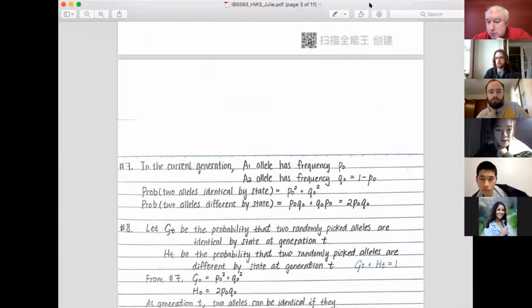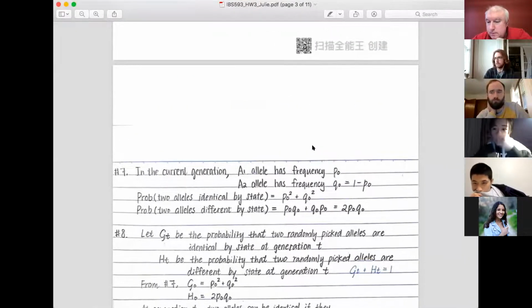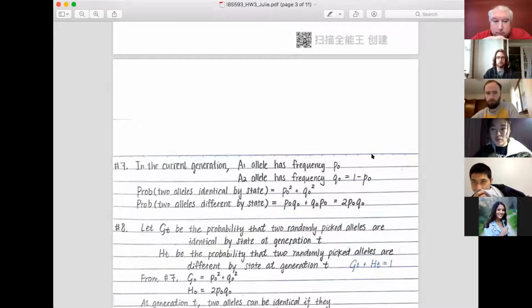Yeah, so for problem 7, if you pick up 2 alleles, the probability that they're identical is that you pick up 2 A1 alleles or 2 A2 alleles. So it's just P0 squared plus Q0 squared. And then probability that they're different by state can be either the first is A1, the second is A2, or the first is A2, the second is A1. So it's 2 P0 Q0. That's all I'm looking for.